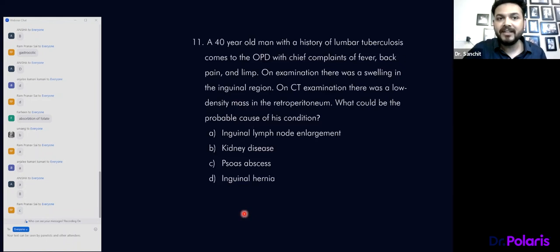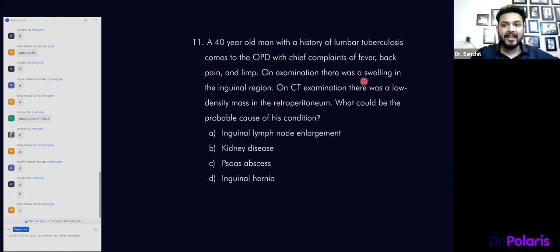Now, if a person has TB, what can happen here? Can it cause inguinal lymph node enlargement? Can it cause kidney disease? Can it cause psoas abscess? Can it cause inguinal hernia? So I've got only one answer from Ram Pranav, that is psoas abscess. Now think. What exactly is there in the retroperitoneum? Which muscle is there in the retroperitoneum? Now you tell me. Only 2 muscles are there in the retroperitoneum. One is psoas major, and another muscle is quadratus lumborum. These are the most major muscles present in the retroperitoneum that are bordering it, right?